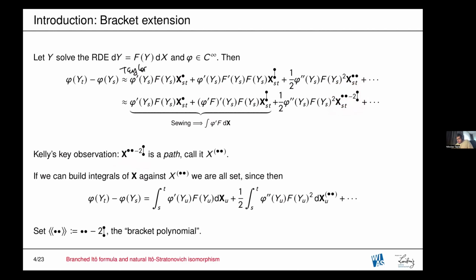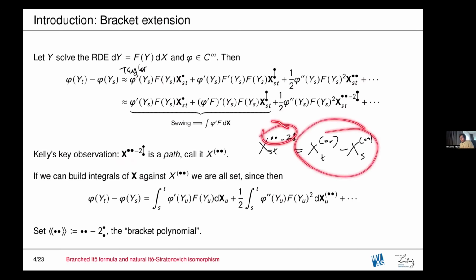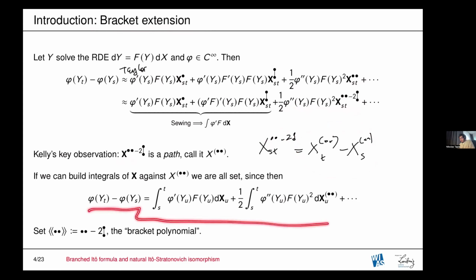So in the sense that this can be written as some path evaluated at t minus some path evaluated at s. So this is the fundamental observation, that for some linear combinations of forests, I actually recover paths. And so if I have a path, I can start thinking about integration. And this is basically what he called the bracket extension, which is just a set of assumptions that allows me to interpret now this as a proper integral. And if I can do that, then I can write this formula now.